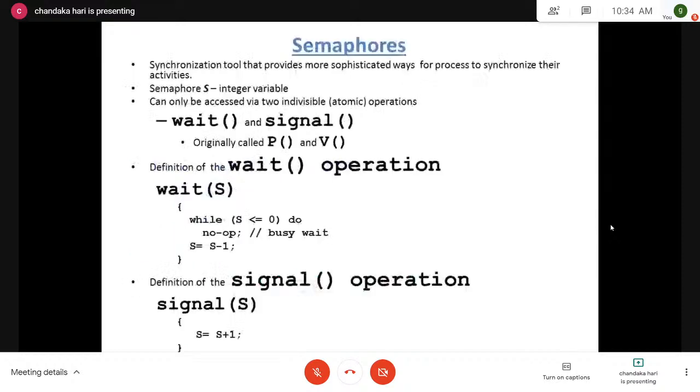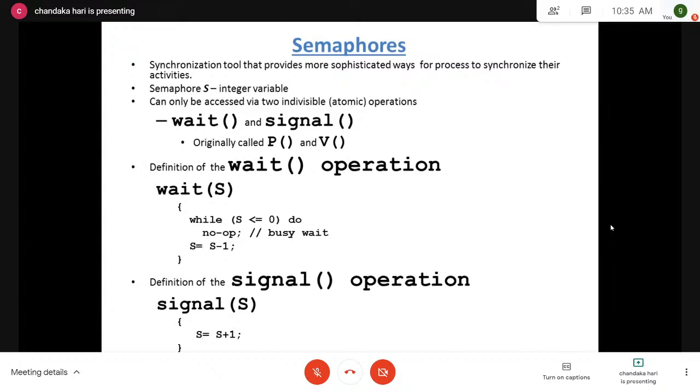Now, coming to today's session, another very important synchronization tool is the semaphore. So, what is a semaphore? This is a very important and more sophisticated tool for synchronized activities. A semaphore is a synchronization tool.